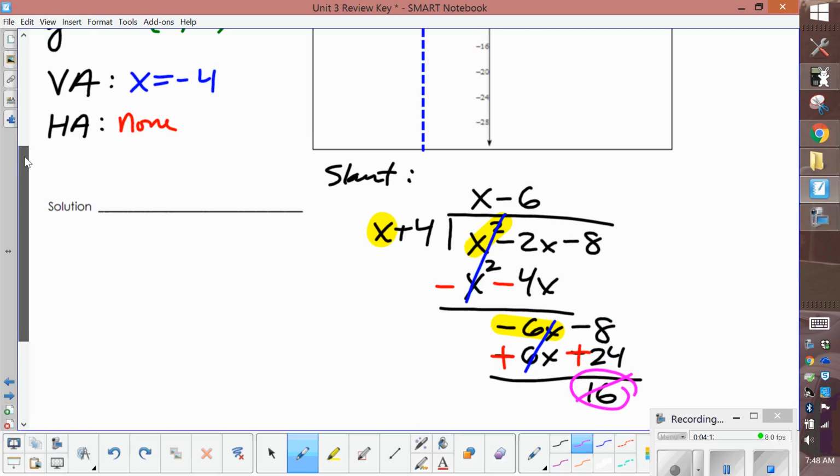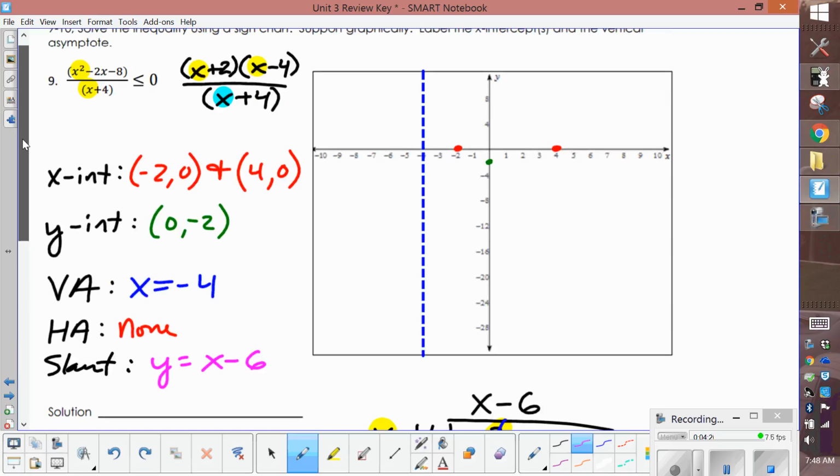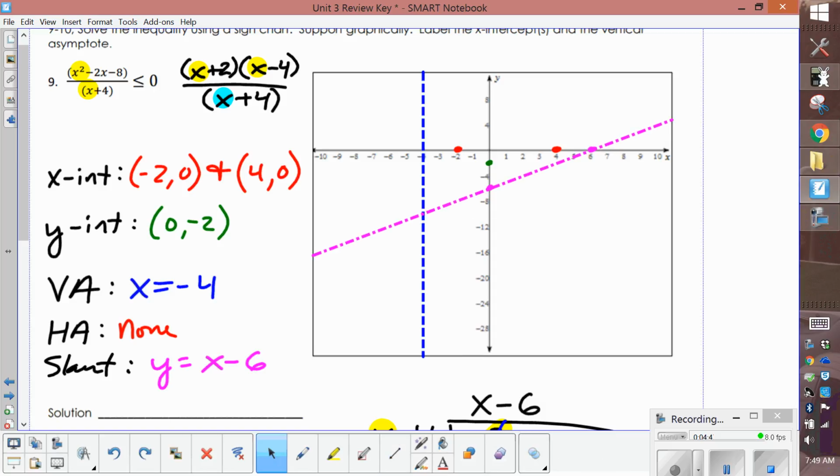What I want here is my slant asymptote, which is y equals x minus 6. I'll go ahead and plot that on my graph. You'll notice I don't have great intervals on this, and that's okay. If I have a slope of rise 1, run 1, and it crosses at negative 6, it should cross at positive 6. So we'll make a line that runs through these 2 points, extend it this direction, and there's our slant asymptote.